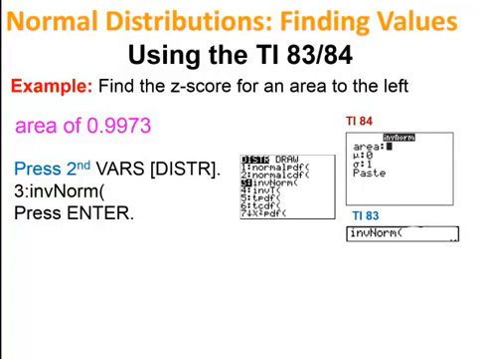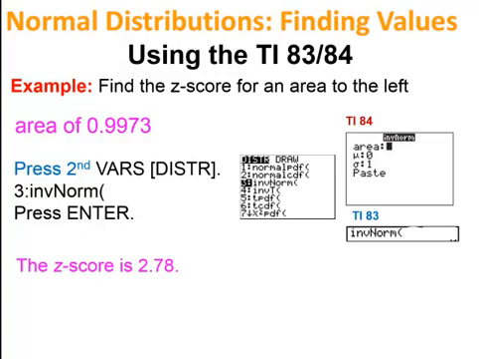So in this case, you're going to enter through 3, and if you have the 84, you'll see the word area, and notice that our mean is 0 and our standard deviation is 1 because it's a standard normal distribution. On a standard normal distribution, our mean is 0 and the standard deviation is 1. Now for the TI-83, you'll just see the inv norm, and then you would put in the value of the area and hit enter, and it will give you the z-score.